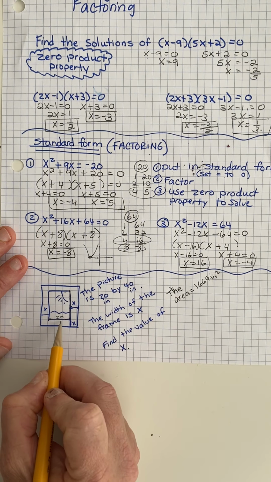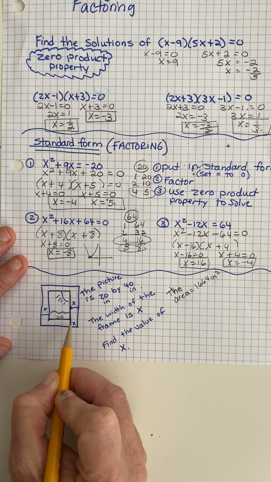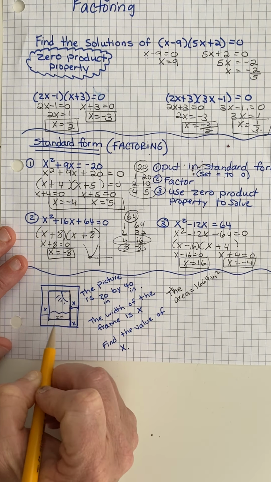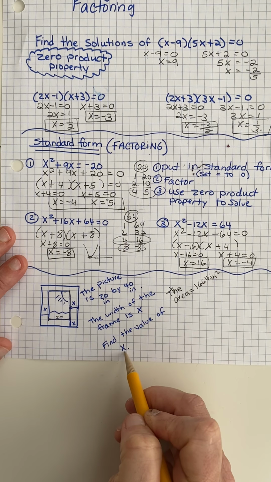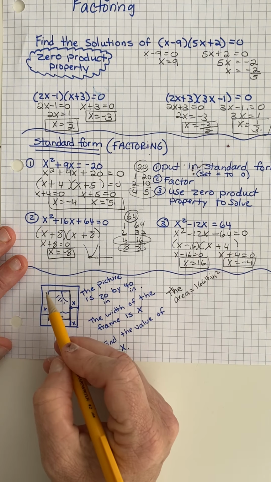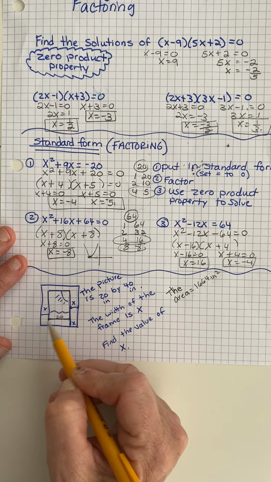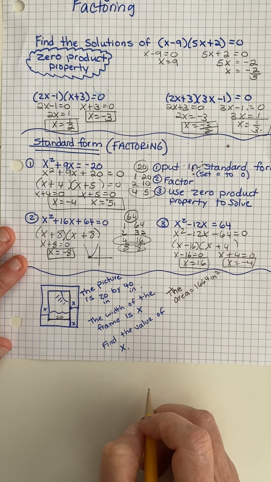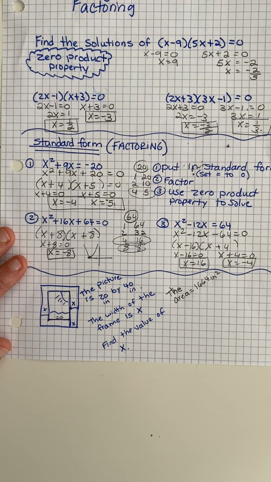The width of the frame is X all around. So the distance from the picture to the edge is X, all the way around. And we have to find the value of X. Now the area of the entire thing, the frame and the picture, is 1,664. Okay, so I'm going to go ahead and set it up.